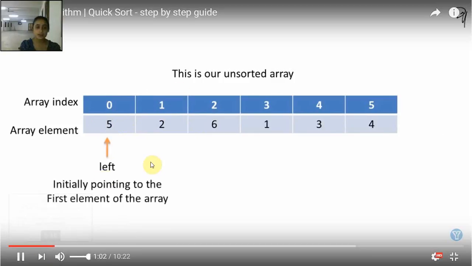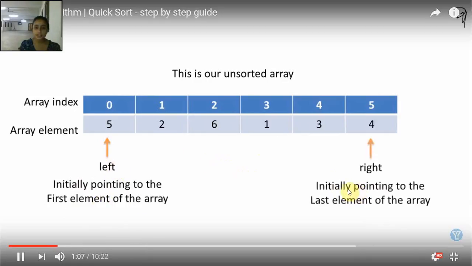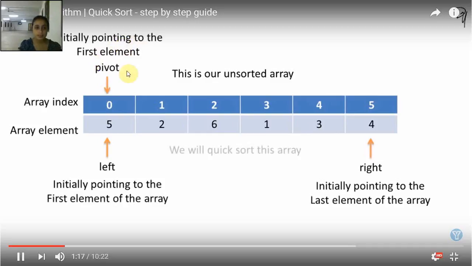So this is our unsorted array, with left initially pointing to the first element of the array, and right initially pointing to the last element of the array. This is pivot. We are considering the first element as pivot, and we'll quicksort this array.